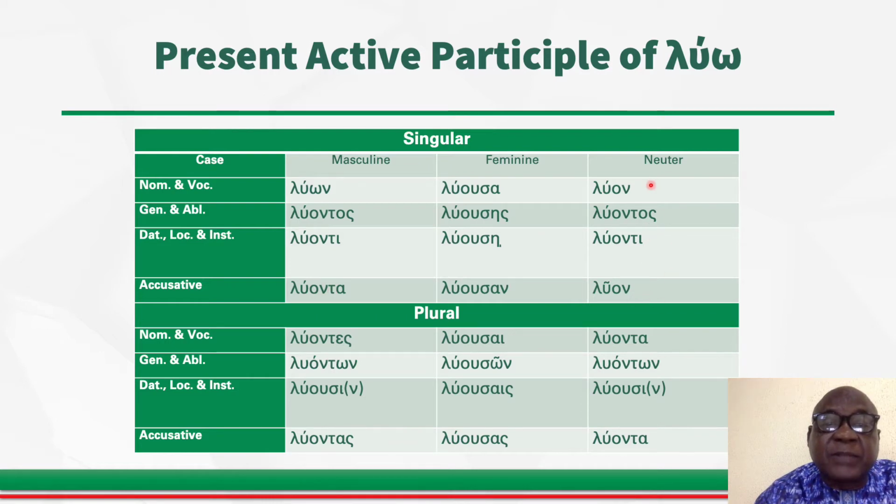Note the difference between luon in the neuter nominative and in the accusative. One carries the acute accent, the other carries the circumflex. Now, one thing that is sure is that your stem remains constant, and the stem is lu, and it is the endings that you begin to add. So all you need to do is to identify these endings and apply them in any other verb.